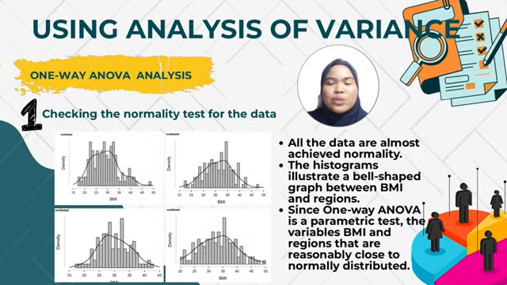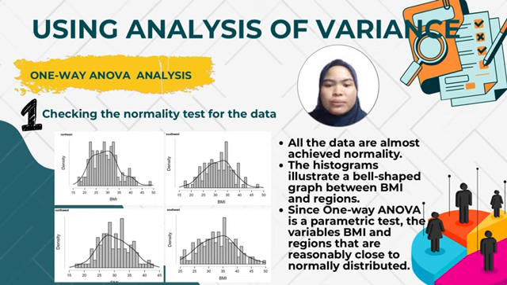For ANOVA, we are using one-way analysis. First step, we check the normality test for the data using JASP. From the variable analysis, all the data almost achieve normality. The histograms illustrate a bell-shaped graph between BMI and regions. Since one-way ANOVA is a parametric test, we consider the variables BMI and regions to be reasonably close to normally distributed.